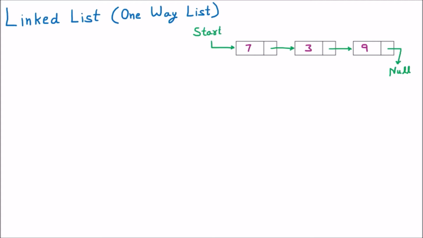Now we are discussing our topic, linked list. Linked list is also called the one-way list because there are some other types of linked list, like header linked list and doubly linked list, that we will discuss later on. But starting with the linked list, it is called the one-way list. It means it is going in only one direction.